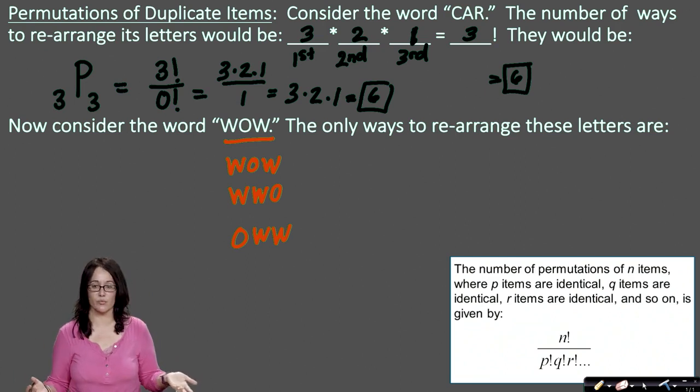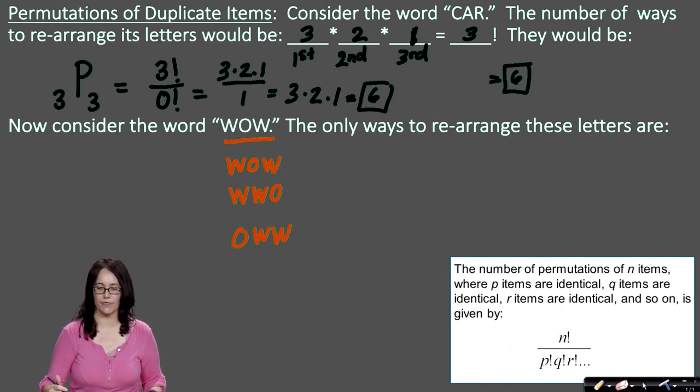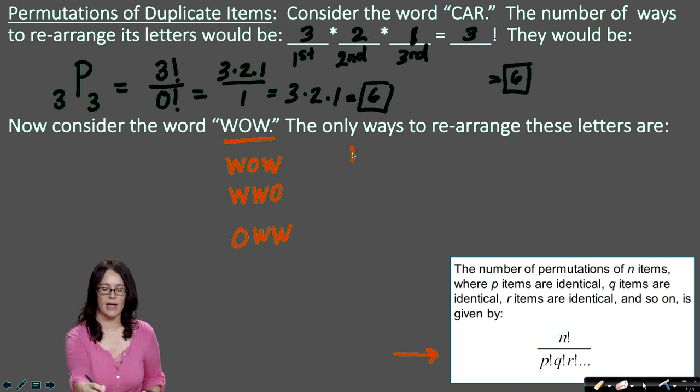For car, there were 6 ways, right? C-A-R, C-R-A, A-R-C, A-C-R, R-A-C, R-C-A, right? 6 ways. But for wow, there's only 3. So how do we account for that with a formula? Well, down here, technically, that's the way we do it, but I want to show you how this works. You say, first of all, how many letters were there? That's right, there were 3. So you start off with your 3 factorial.